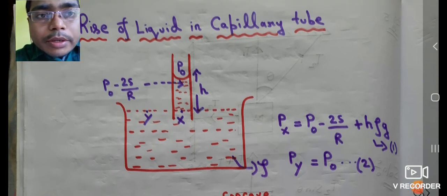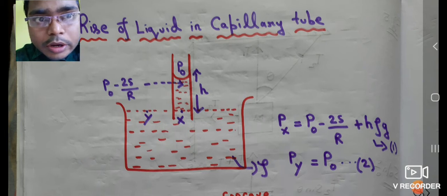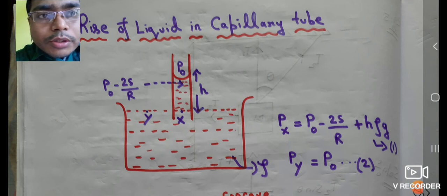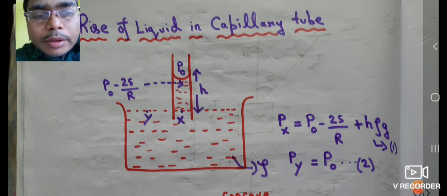Now here you can see the meniscus surface. The upper portion of the meniscus will act as a concave part, and the part below the meniscus surface will act as a convex part. From the previous derivation, we understand that the pressure at the convex part is less than the pressure at the concave part. So what is the pressure here at the concave part? That will be the atmospheric pressure, because the capillary tube is open, so only the atmosphere applies the pressure. So what will be the pressure at the convex part?